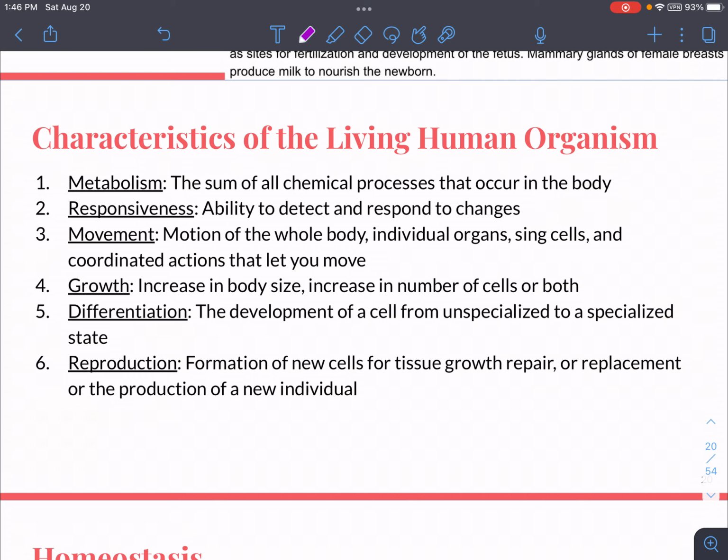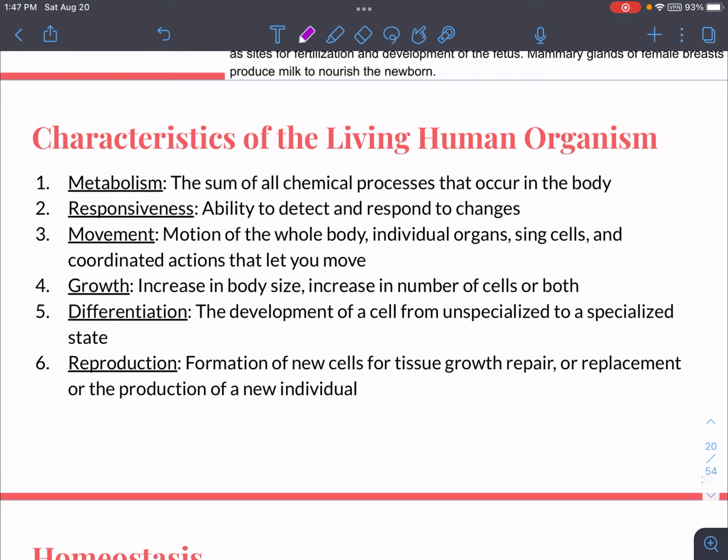Responsiveness. So the ability to detect change and respond to changes. So if somebody is tapping on your shoulder, can you respond to that? Do you know that somebody's actually tapping on your shoulder? Can you feel that or not? You have to be able to move. The whole body has to move. Individual organs move, like your heart pumps. Your lungs breathe in and out. How cells move. And how they all coordinate together to let you move.